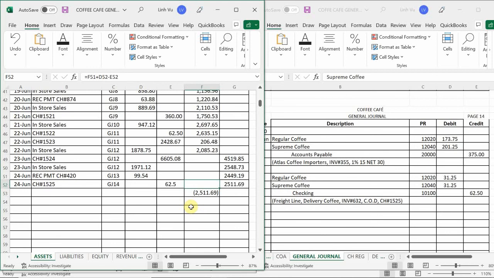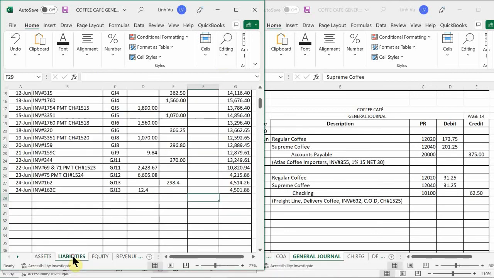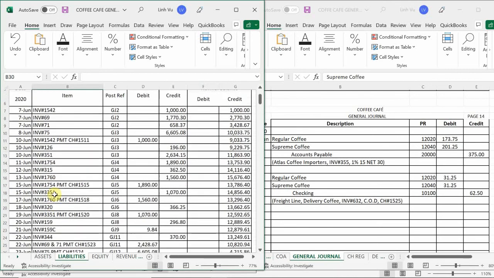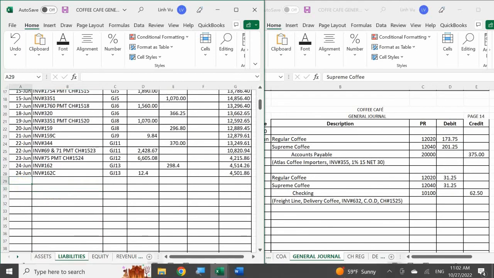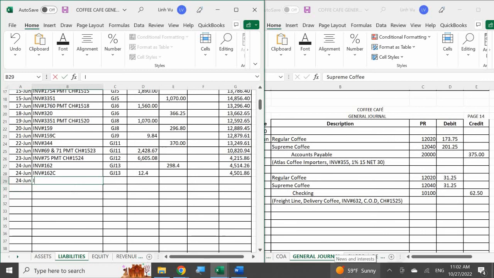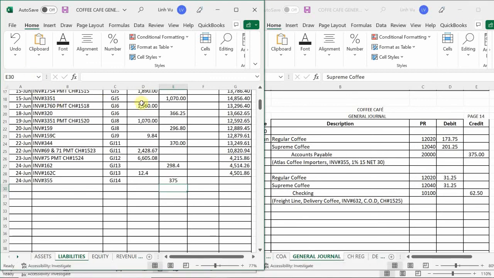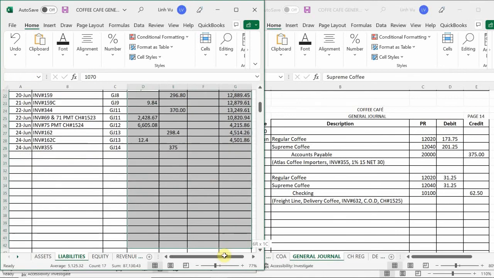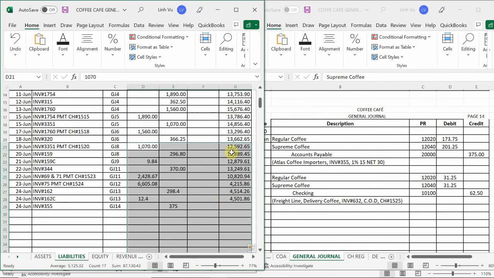Okay. Good. And I need to add my liability in there because I owe another invoice. Invoice number 355 for a total amount of $375. So how much money do I owe now?